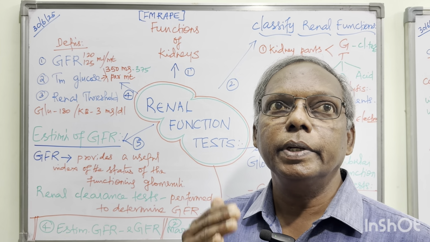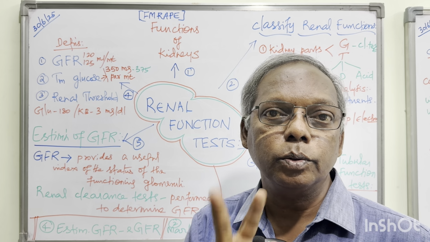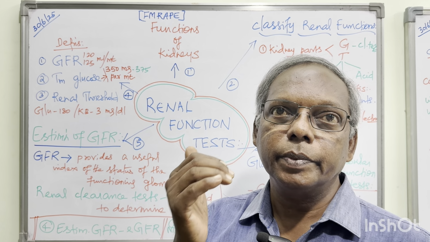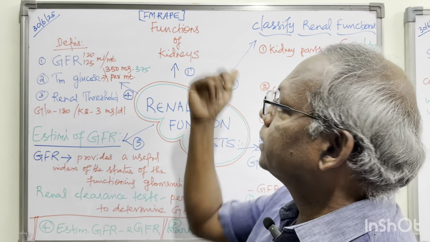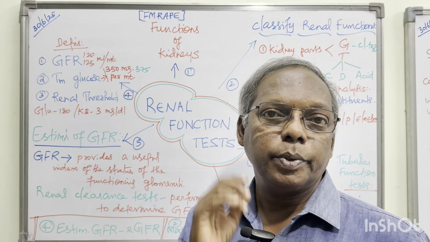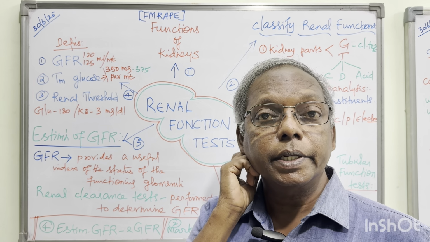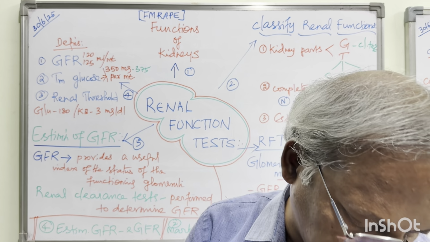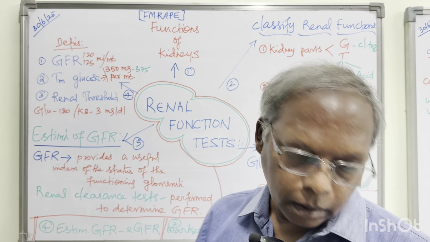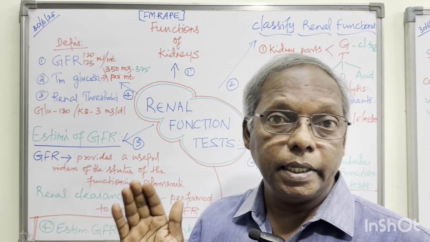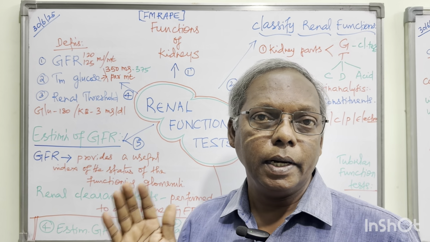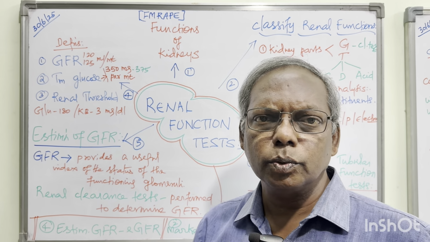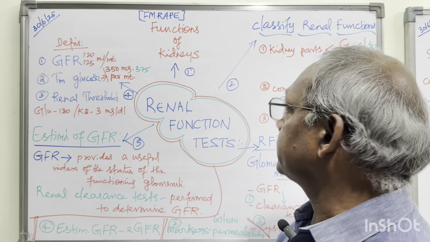And A, activation. You know vitamin D is activated in two organs, one is liver, another one is kidney. So activation of vitamin D occurs in the kidney. Then P, that is production: production of erythropoietin is by the kidney only. The last one is excretion, mainly of hydrogen ions to maintain the acid-base balance. So these are all the functions of kidneys. You all know these from your school days, just recollect it.